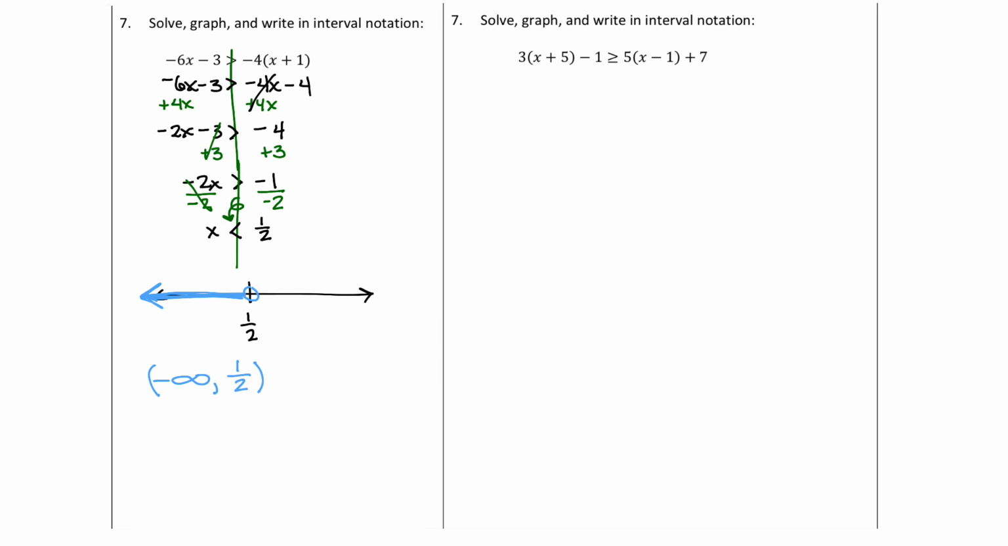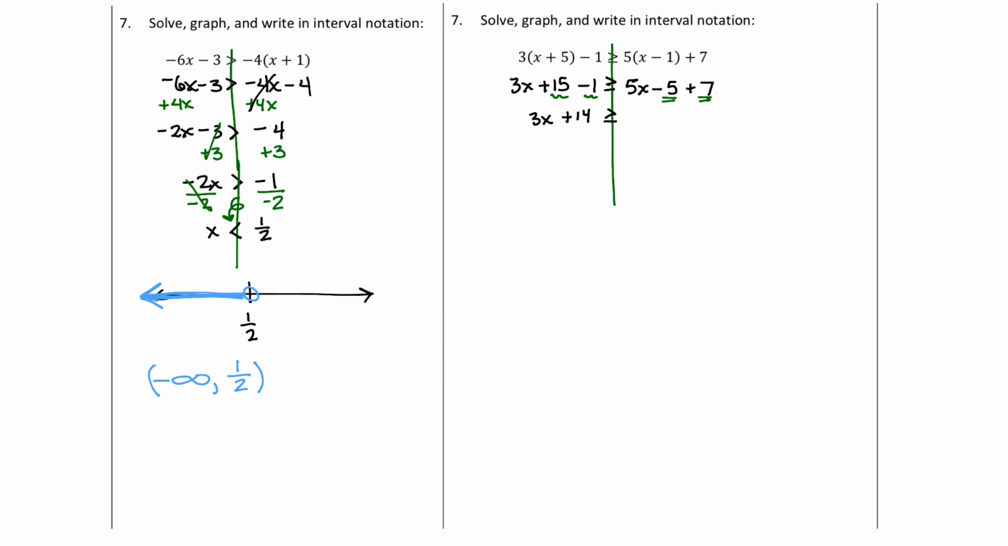Okay, yours, here we go. If you haven't tried it already, pause it, try it, and come back. So we're going to distribute the 3. We get 3x add 15 minus 1 is greater than or equal to, distribute the 5, so we get 5x minus 5 add 7. Now we have like terms on both sides. So these two and these two, right? Remember, you never combine like terms across that green line. So 3x add 14.